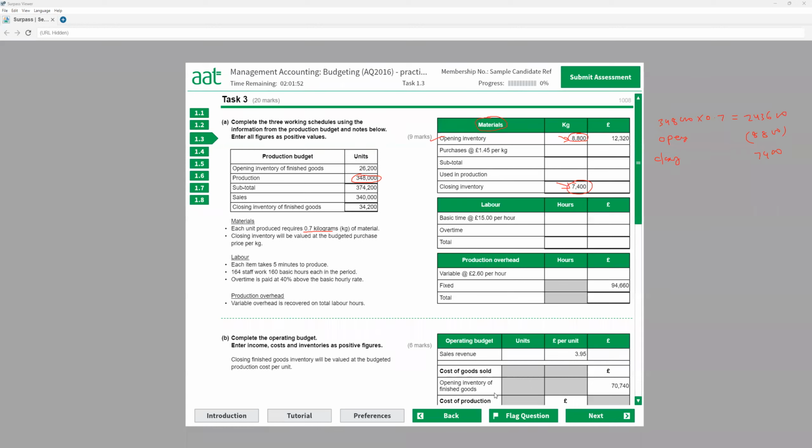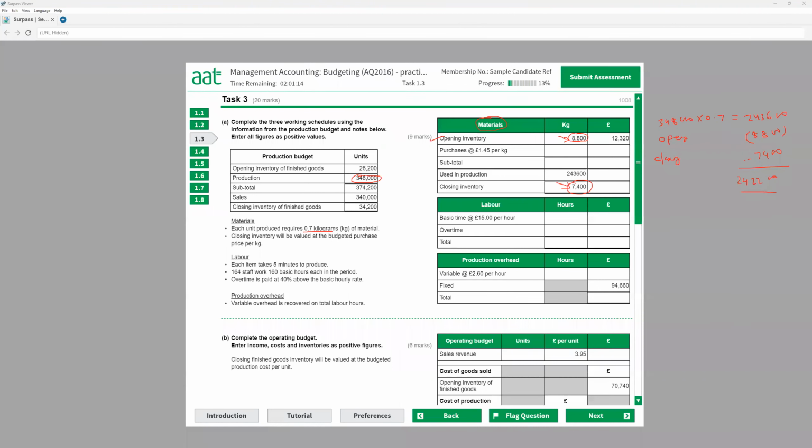So first, let's write it down. On the production, I need 243,600. So this is the one we need for the production. And for the purchase, how many do you need to purchase? So we said minus 8,800 plus 7,400, and that gives me 242,200.